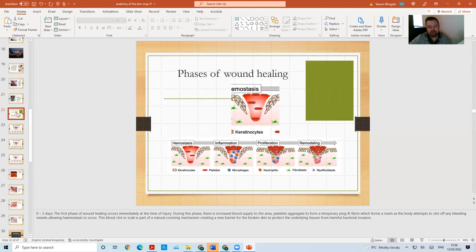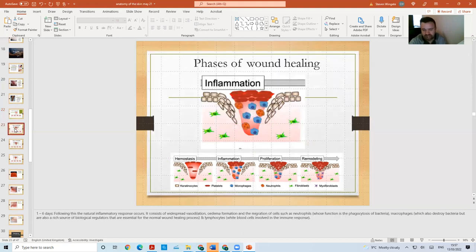Now, wounds go through the typical 4-stage healing model here. So the hemostasis part is, as soon as we cut ourselves, our body releases the platelets to the surface and says, right, let's plug this bleed. This is the first phase of wound healing. It happens immediately, between 0 to 3 days. During this phase, there's an increased blood supply with platelets going there to temporarily plug, and obviously it forms a mesh over the wound to attempt a clot of bleeding, and hemostasis occurs. The blood clot scabs up, and that becomes a barrier to stop infection coming in or out. So our first part is just stopping the bleed and stopping infection. So that's our hemostasis phase.